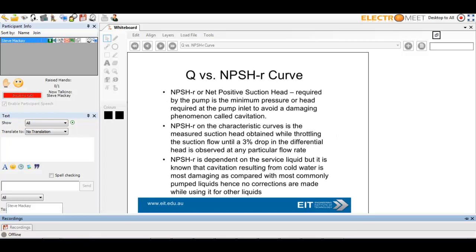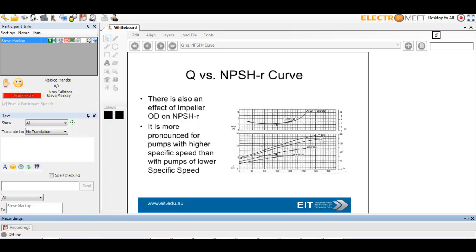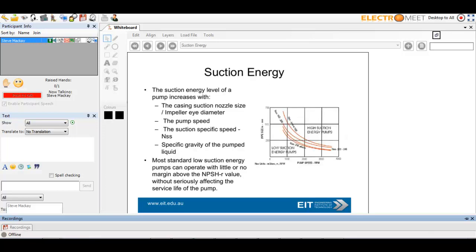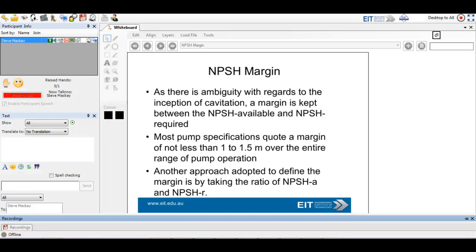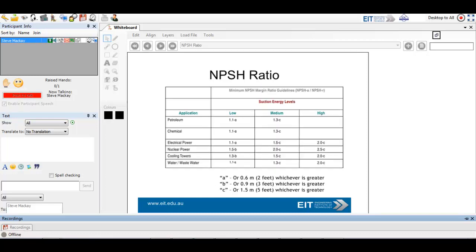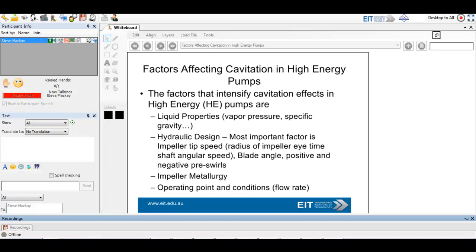So, sort of typical curves are shown here of Q, which is flow. Don't worry about suction head. You can get inception, the net positive suction head margin. You always keep a bit of margin between available and required, and typically 1 to 1.5 meters over the entire range of the pump operation. A few typical numbers here.